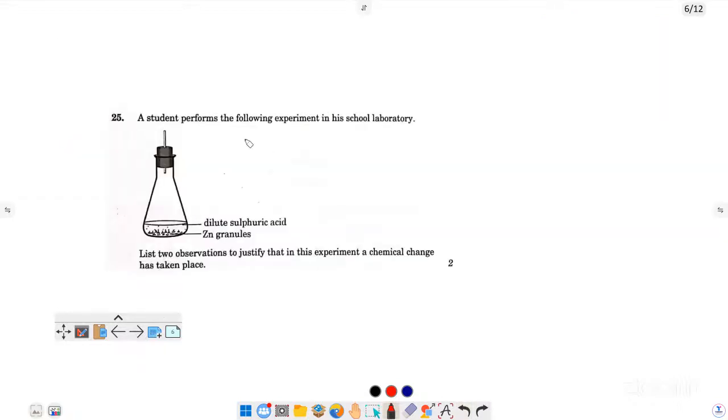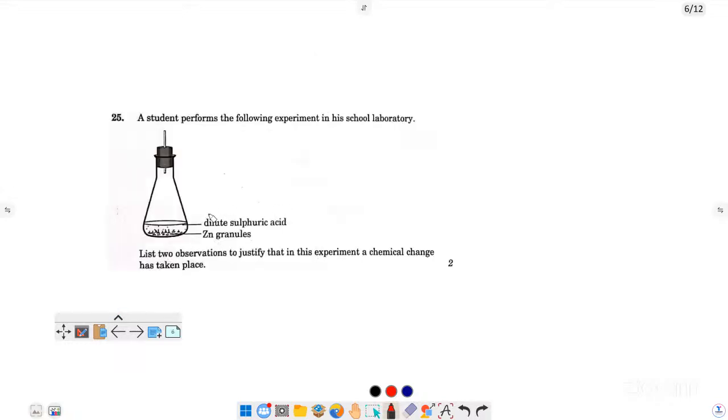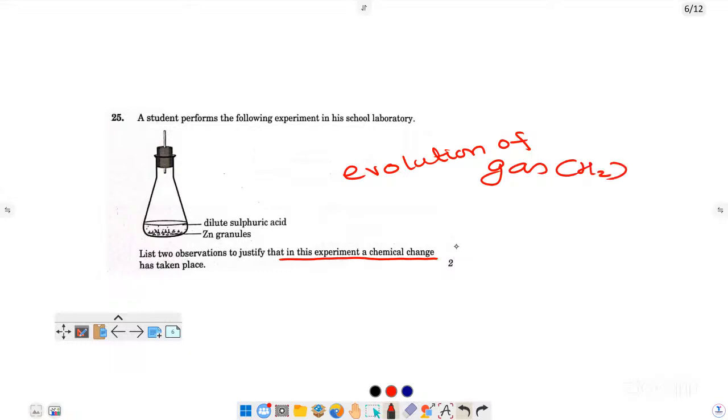Okay. A student performs the following experiment in his school laboratory. Zinc with dilute sulfuric acid. List two observations to justify that this statement is a chemical change. You can see evolution of gas. Which gas? Hydrogen gas. And a change in temperature, a hotness. You can see hotness if you felt.